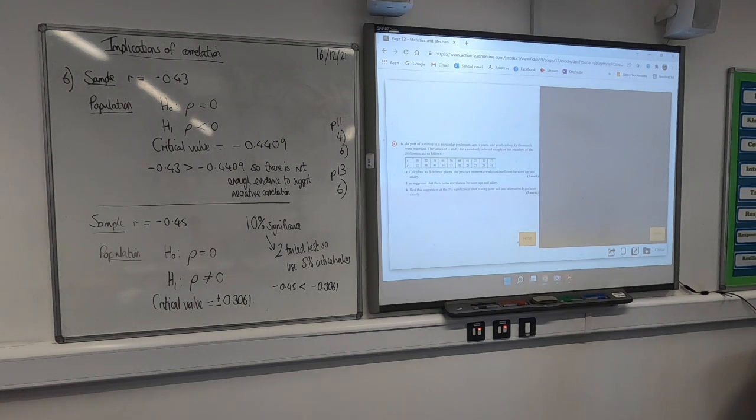So I hope you're looking at the 0.025 column on the table for your critical value. Of course, because it's half the significance level, because it's a two-tailed test.